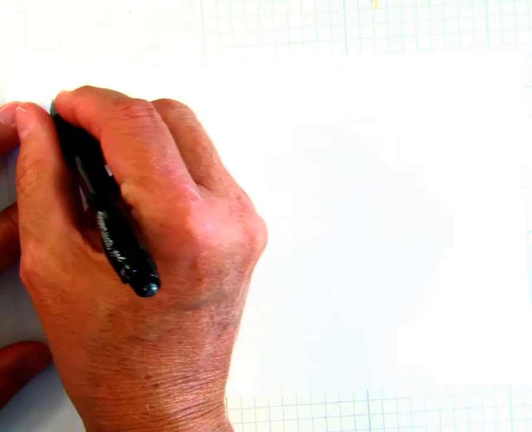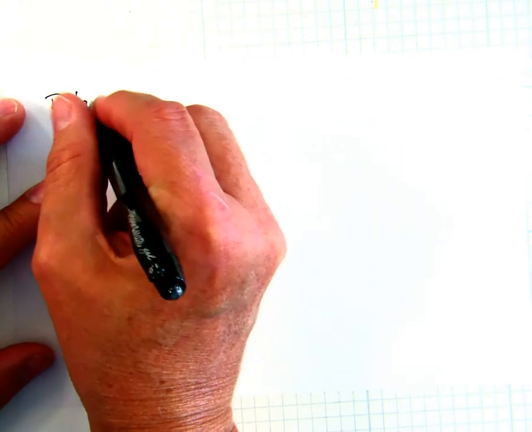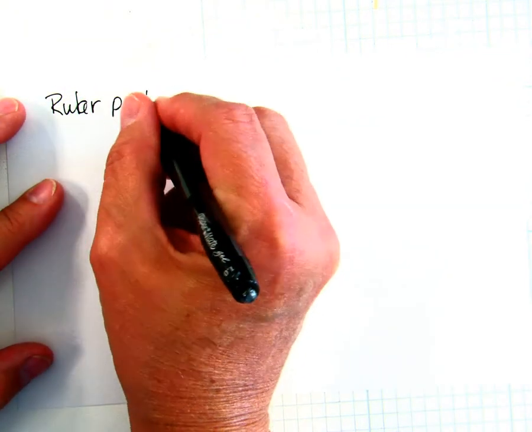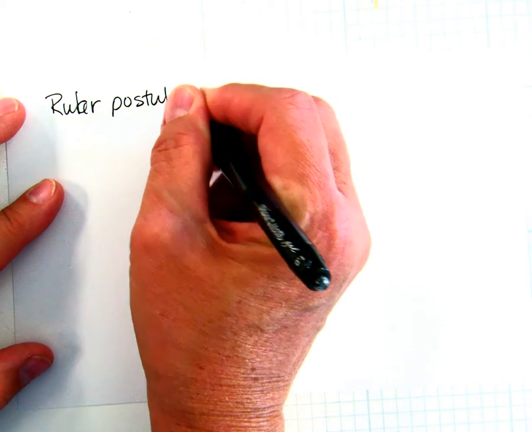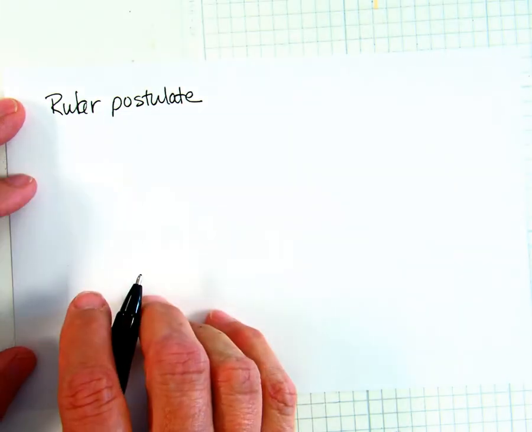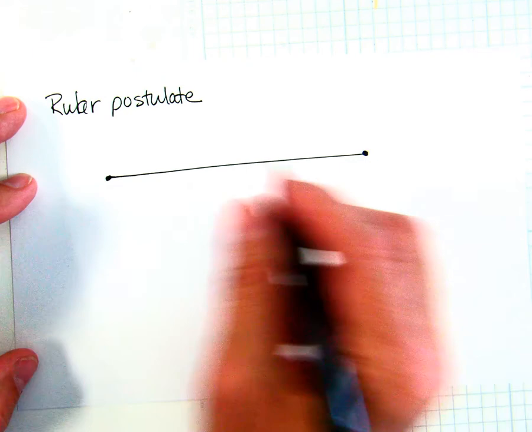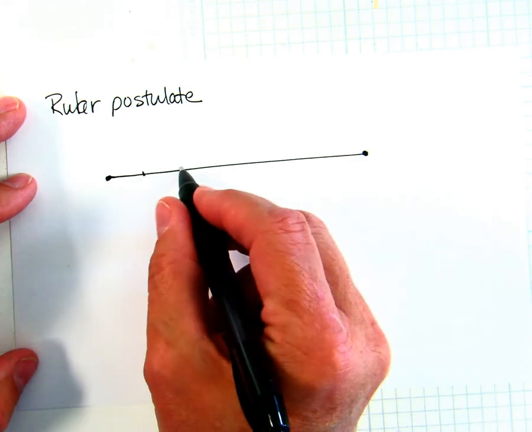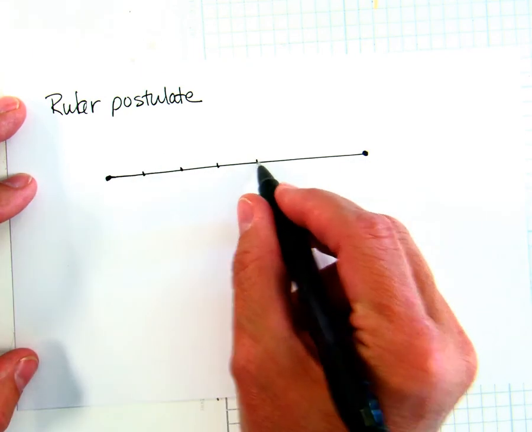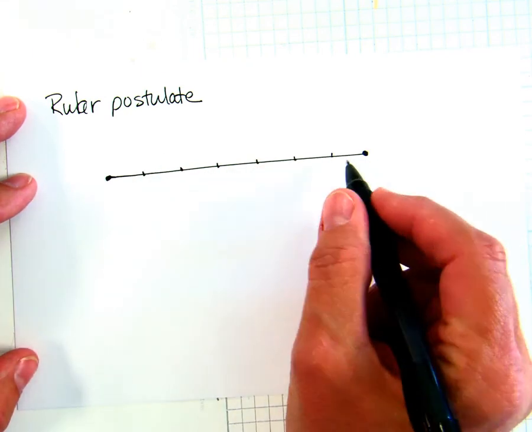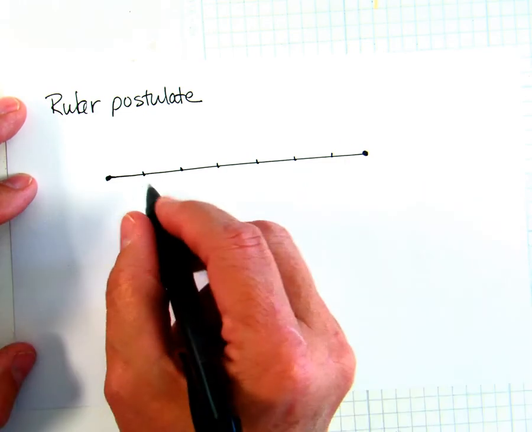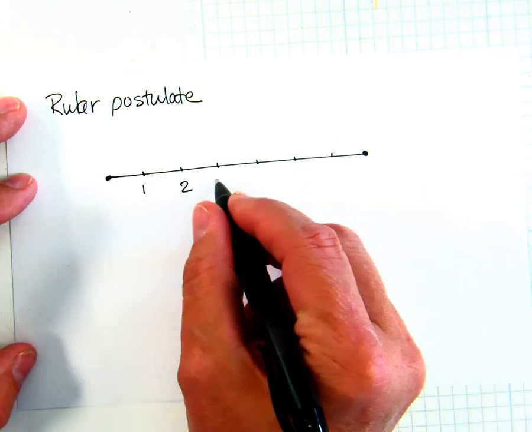So the first one we're going to have is the ruler postulate. The ruler postulate is, I can make a ruler. Well, let's see if I can make a ruler. Okay, I'll take a line segment. I'll measure off convenient lengths of approximately the same size. I can name those lengths, and I can also number them.